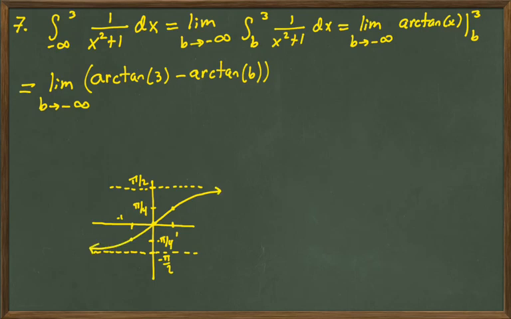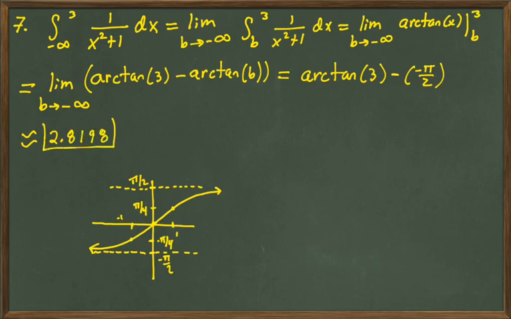So you can see by the end behavior, as we go to negative infinity, the arctangent is approaching the lower horizontal asymptote of negative pi over 2. So this is equal to the arctangent of 3 minus the arctangent of, not negative infinity, but what happens when we approach negative infinity, the arctangent is going to negative pi over 2. And so that is going to be approximately 2.8198, and that's the area under the curve from negative infinity to 3. If we keep adding that up, keep going off to minus infinity, it's going to get closer and closer to 2.8198.